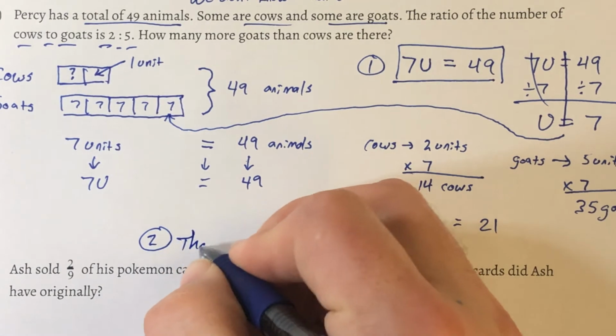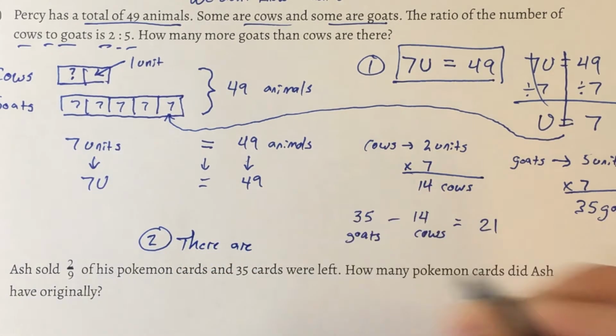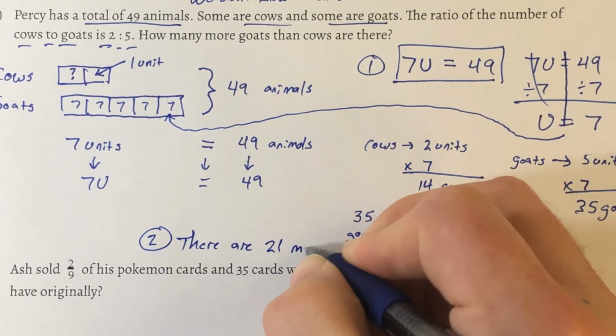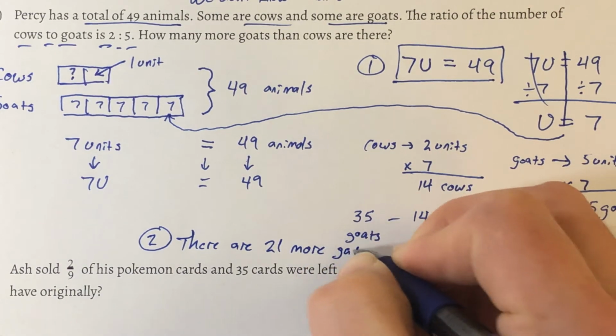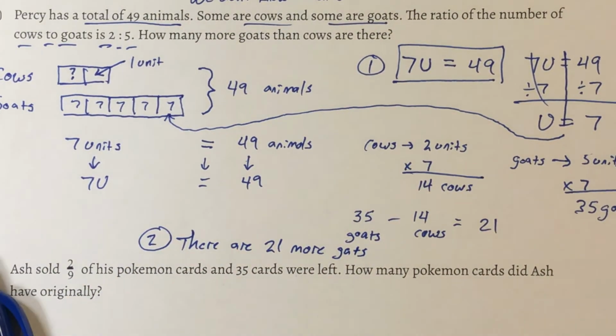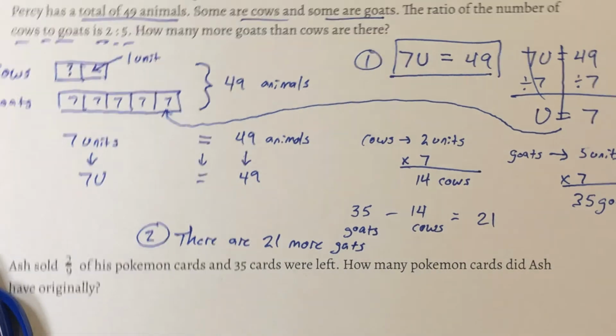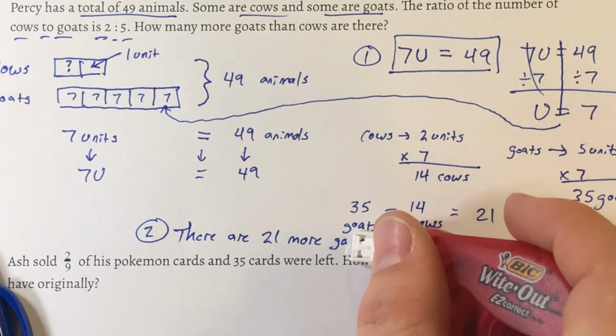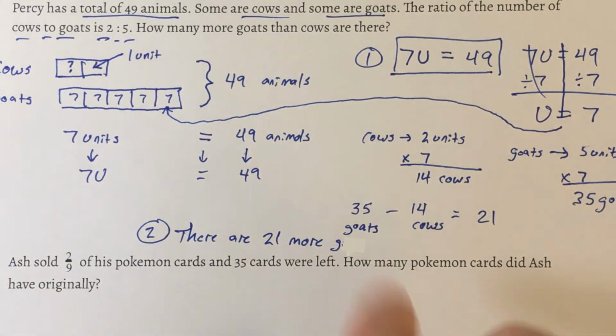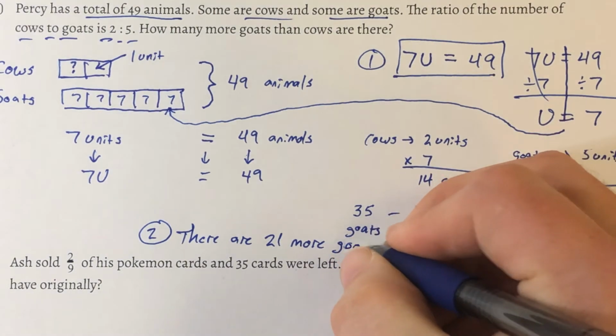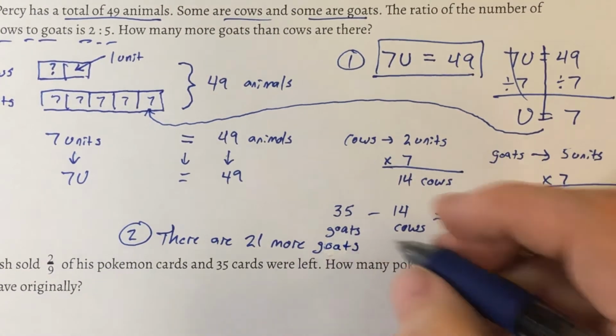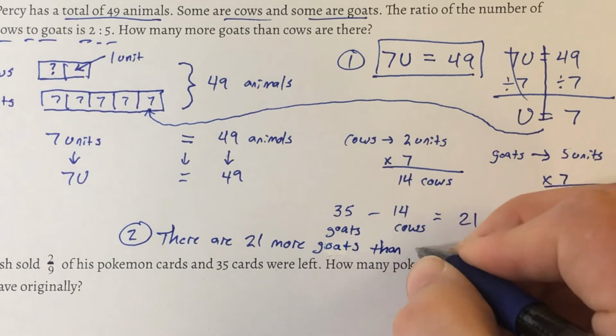So there are 21 more goats, not gats. Dear Lord, I can't spell. Need my whiteout. There, that's better. There are 21 more goats than cows.